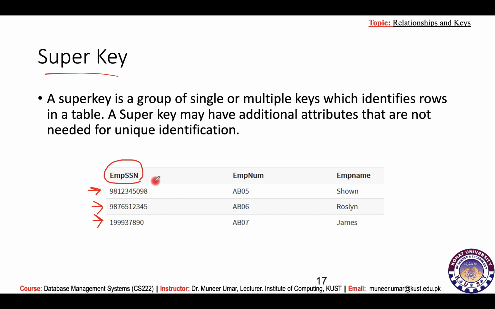But here one thing should be noted, that a super key may have more than one column like this. We can combine two or more columns to make a super key. So this is also a super key. This one is giving uniqueness, but not this one. But the combination of both is also giving unique values, because we will have a unique combination like AB05 which will not be repeated throughout the entire rows of the table.